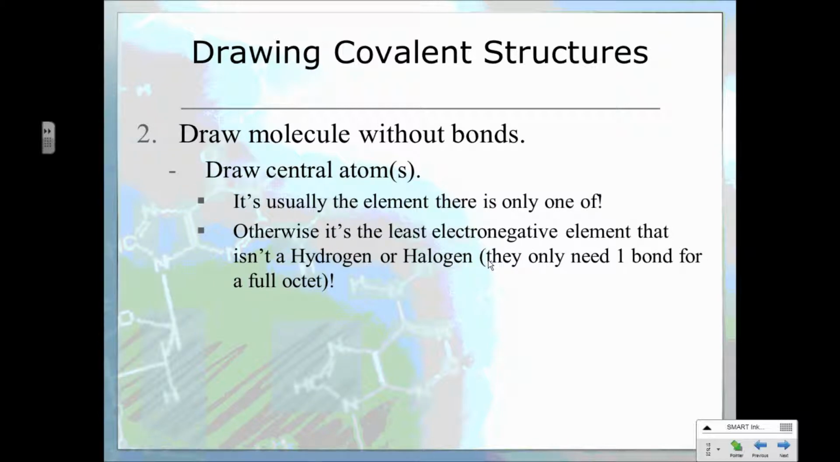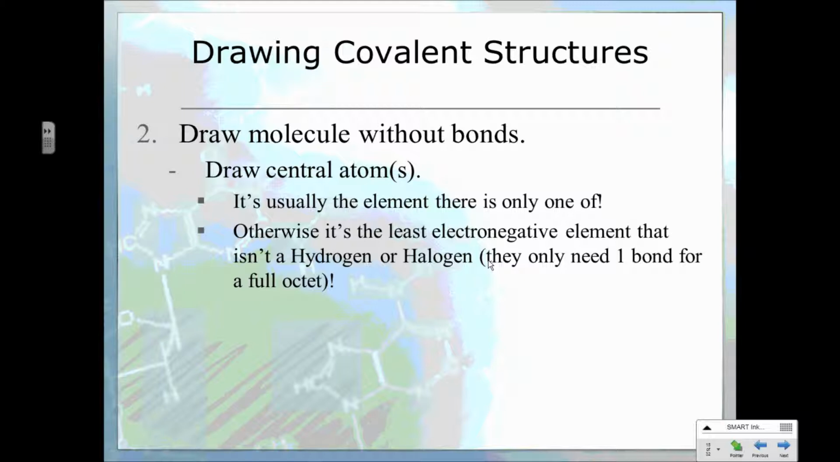Now, it is usually the one there's only one of, so this takes care of almost every case you're ever going to see. CH4, there's one C, 4 H's, C's got to go in the middle. NH3, there's one N, 3 H's, N's got to go in the middle. So most of the time this is a no-brainer. But if you're not sure, remember you have an electronegativity table, the least electronegative one will always be in the middle. And one thing you'll start noticing is you're never going to see a hydrogen in the middle because hydrogen, remember, it needs to form one bond and it's done. So it's never going to be in the middle. It's always going to be on the outside.